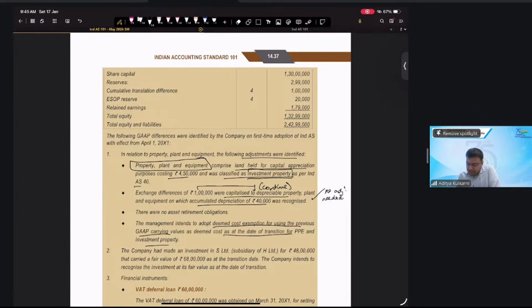Next, the company had an investment in S Limited, which is a subsidiary of H, for 48 lakhs that carried a fair value of 68 lakhs as at the transition date. The company intends to recognize the investment at its fair value as at the date of transition. What do you need to do?